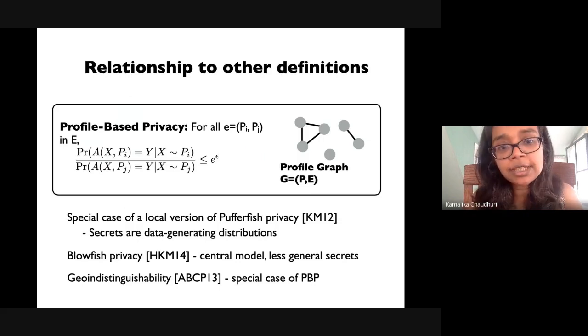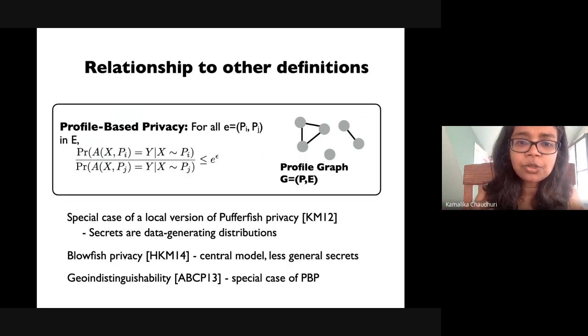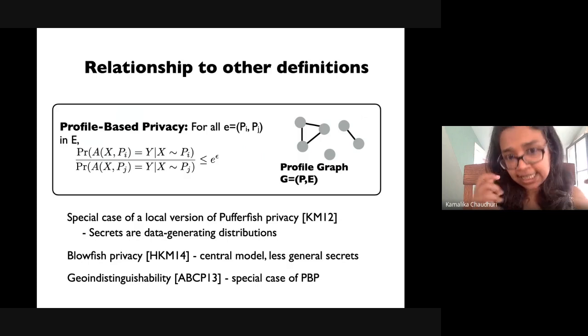And this has, of course, various relationships to other definitions. This is a special case of a local version of what is called pufferfish privacy. I don't want to get into what pufferfish is. I'm sure most of you know about it, but it's a form of inferential privacy. The difference between this and pufferfish is that this is a local version, right? We are looking at each individual's data.